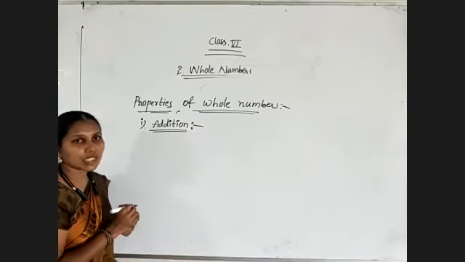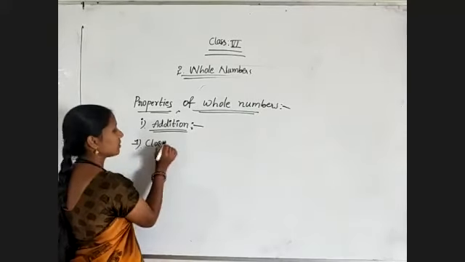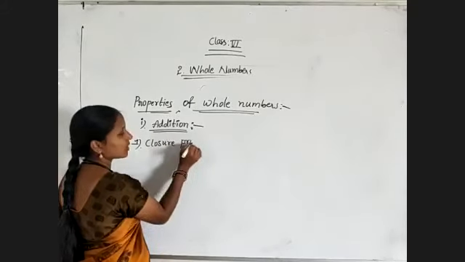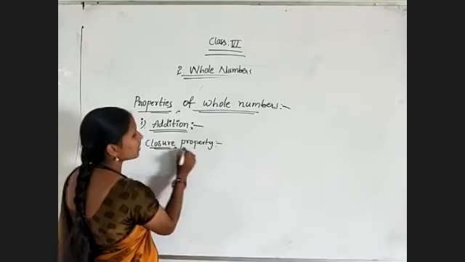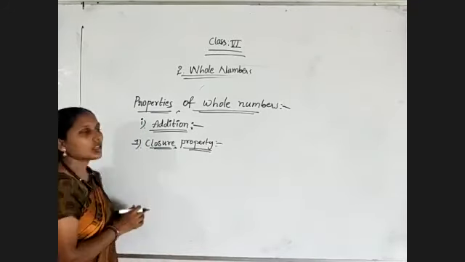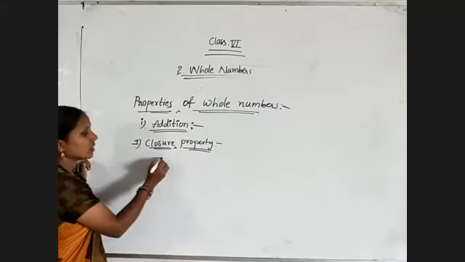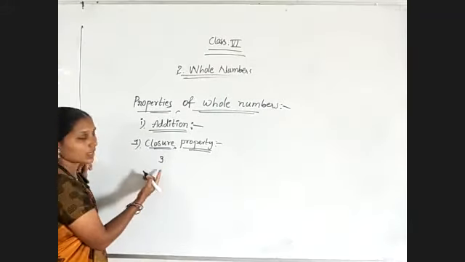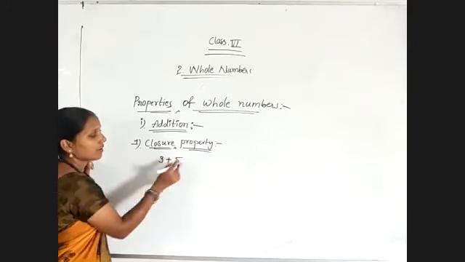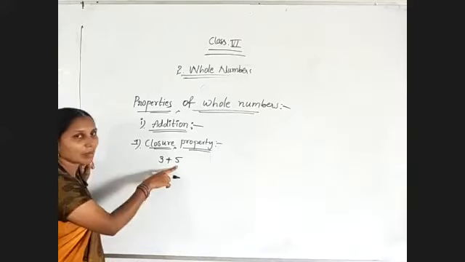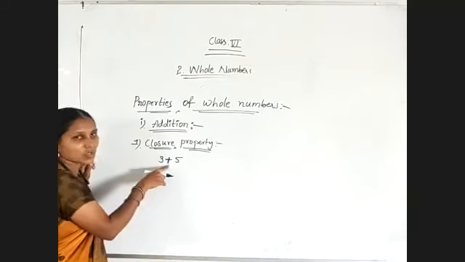Now observe the addition. First property, closure property over addition. So we are checking the closure property for addition. I am explaining with an example. Observe. 3 is which number? Natural number as well as whole number. Plus 5. 5 is which number? Natural number and whole number. I am adding these two numbers, because for addition I am using plus.